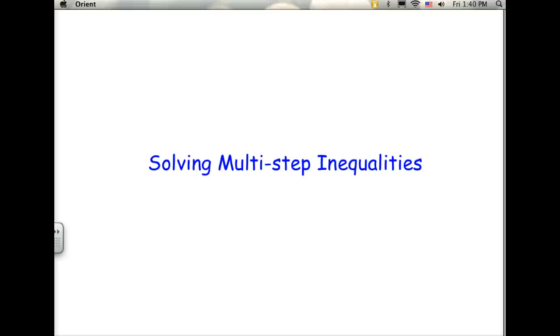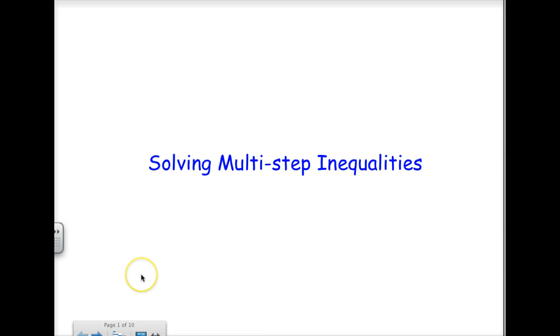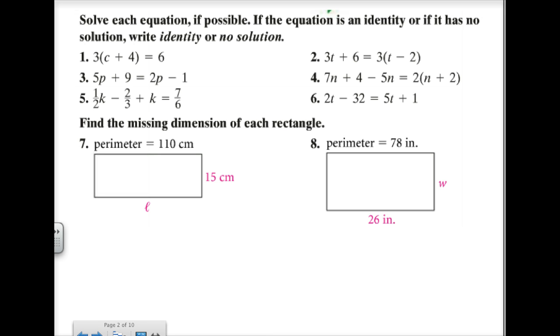Solving multi-step inequalities. This first section is your warm-up. So looking at your warm-up, you should have solved each of these equations if it's possible. And if the equation makes something that's equal, like -3 equals -3, then it makes it the identity.